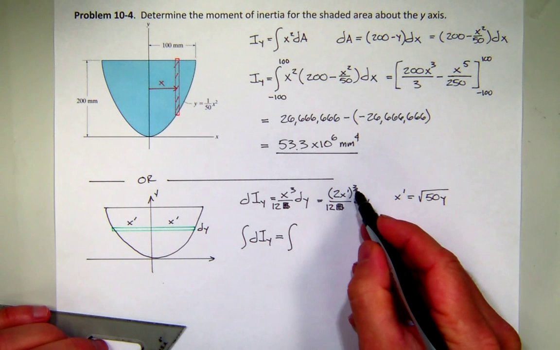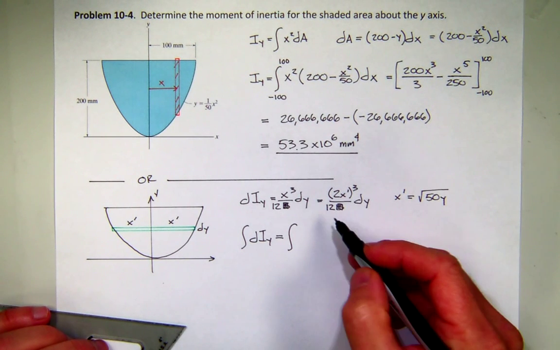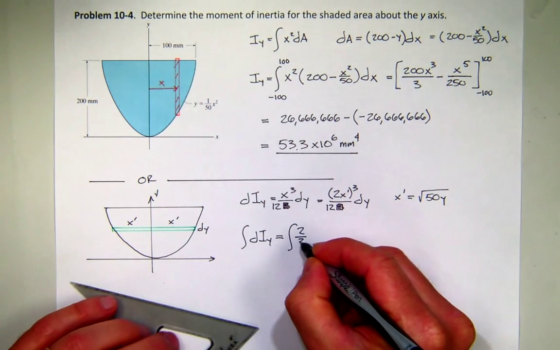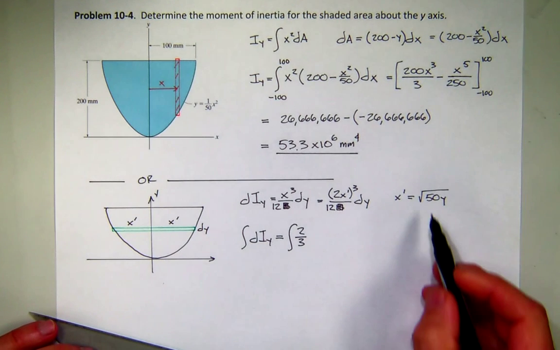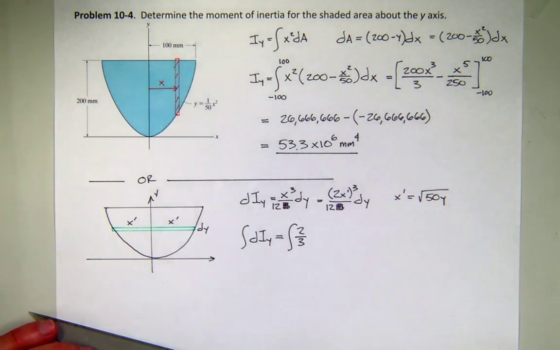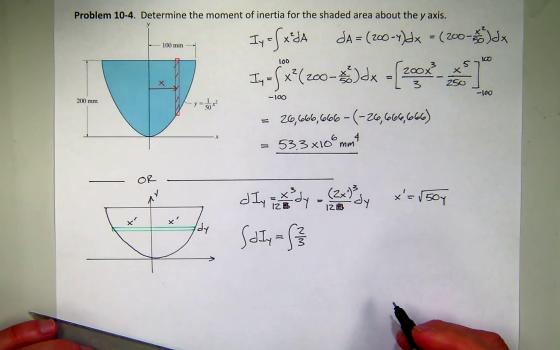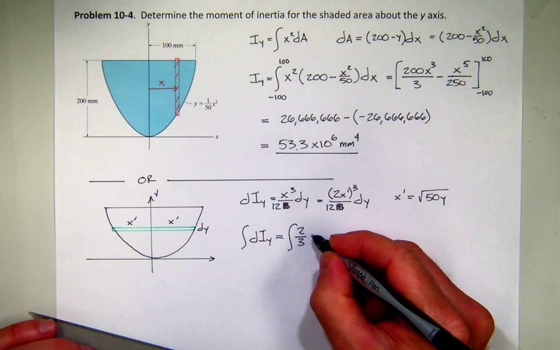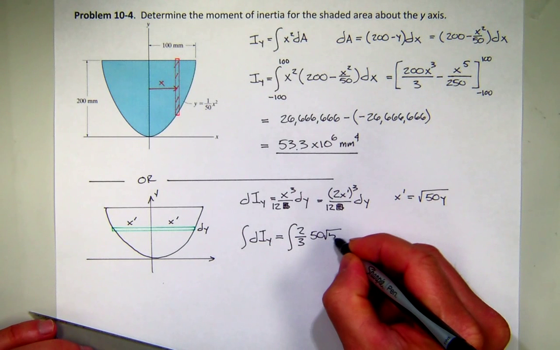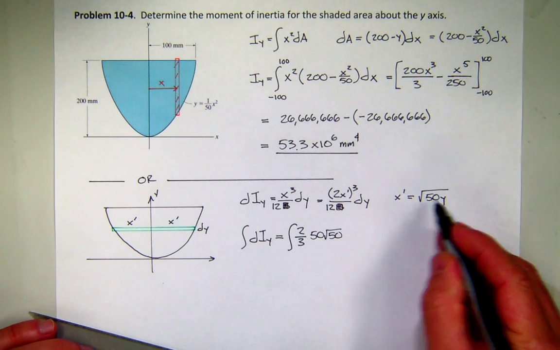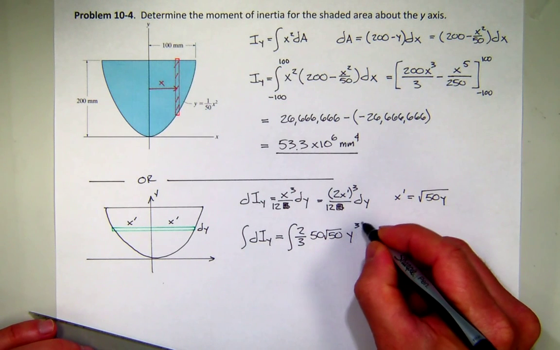There's a 2 cubed over 12. 2 cubed is 8. 8 over 12 is 2/3. So I take care of that right off the bat. Then I put this square root of 50y in there, cubed. So the square root of 50 cubed is what? That's 50 times the square root of 50. And then I got y, square root of y cubed would be y to the 3/2.